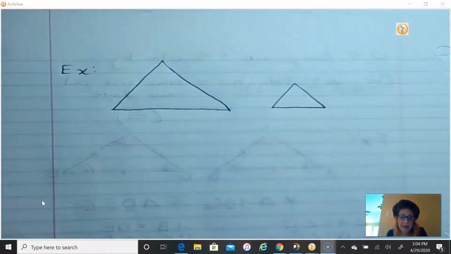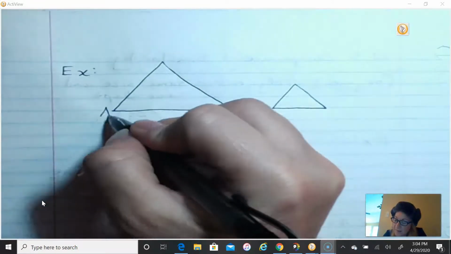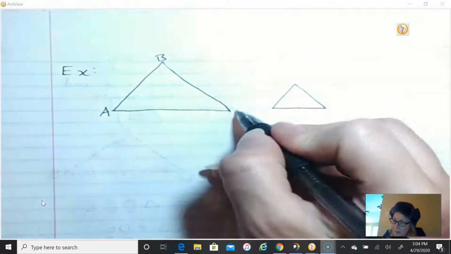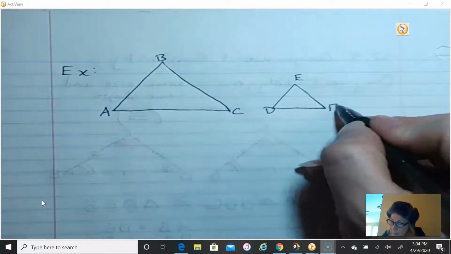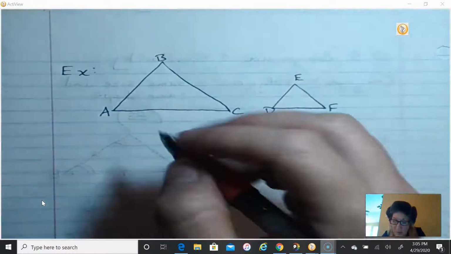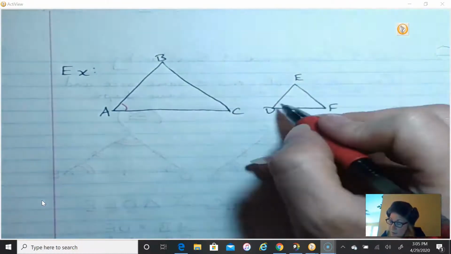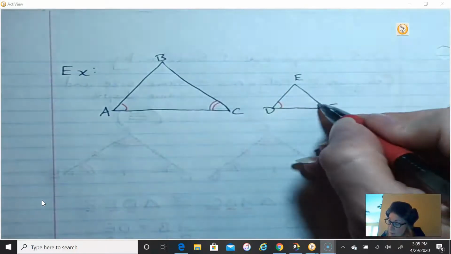Okay? And they're supposed to look identical, just one's going to be bigger than the other. That's similar, okay? Let's say it's A, B, C, and D, E, F. All right, this angle, I'll use red. This angle is equal to that angle. This angle is equal to that angle.